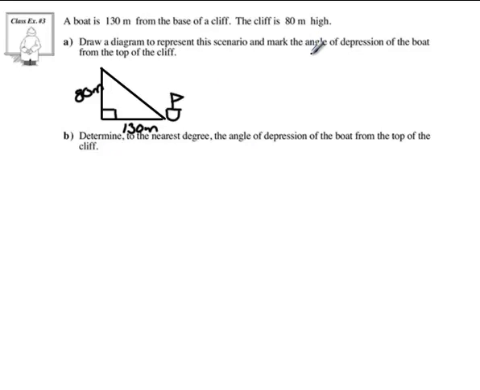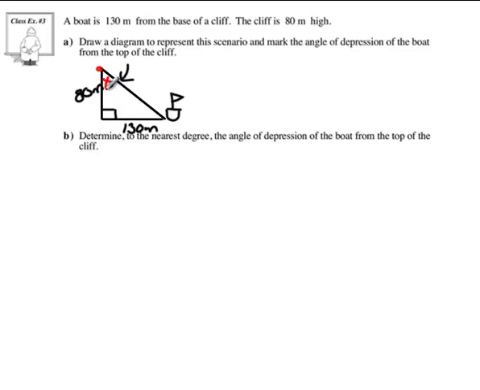Now we want to mark the angle of depression of the boat from the top of the cliff. The angle of depression is when we're talking about angles when the line is going downwards. So what they're referring to here would be this angle here. So the angle of depression from the top of the cliff down to the boat. And in part B, we're actually going to solve it.